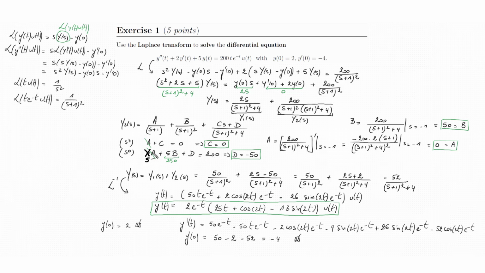Well, A is equal to 0. B is equal to 50. So you have 250 plus D is equal to 200. So D is equal to minus 50.